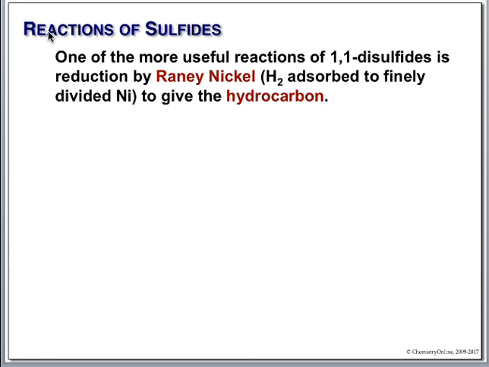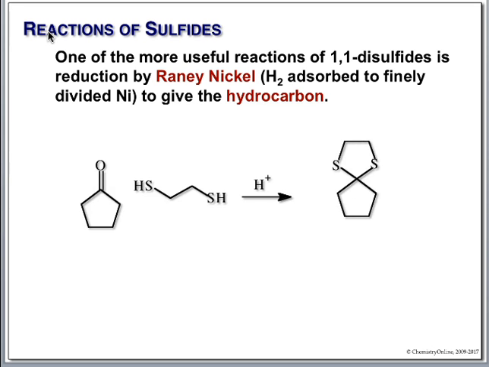Here's a reaction we don't know yet, but it's actually really cute. One of the neat things you can do with a 1,2-disulfide is reduce it away. We will talk about this reaction when we do ketones. But if you take a 1,2-dithiol, or in this case a 1,2-disulfide, and react it with a ketone or aldehyde, you form what in this case is called a thioketal.